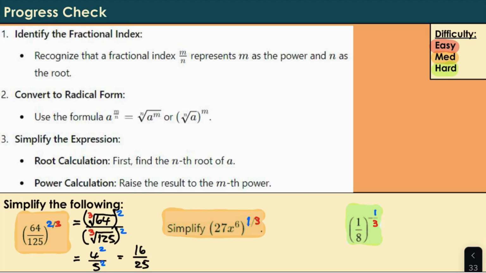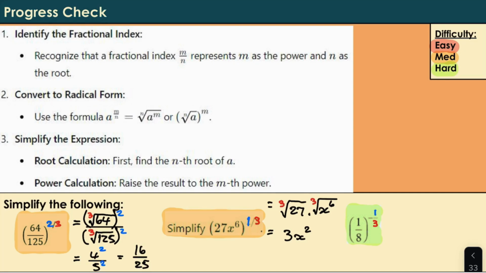Let's try our next one. The fractional index is 1/3. That is the same as the cubic root. So using the power of a product rule, we understand that we have cubic root of 27 multiplied by the cubic root of x to the power of 6. Now simplifying that, the cubic root of 27 is 3. The cubic root of x to the 6 is x squared, because we know that 6 divided by 3 is 2. And there is our final solution.